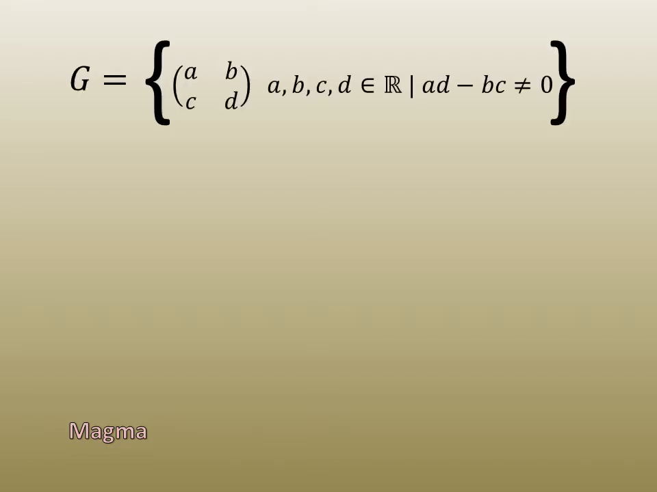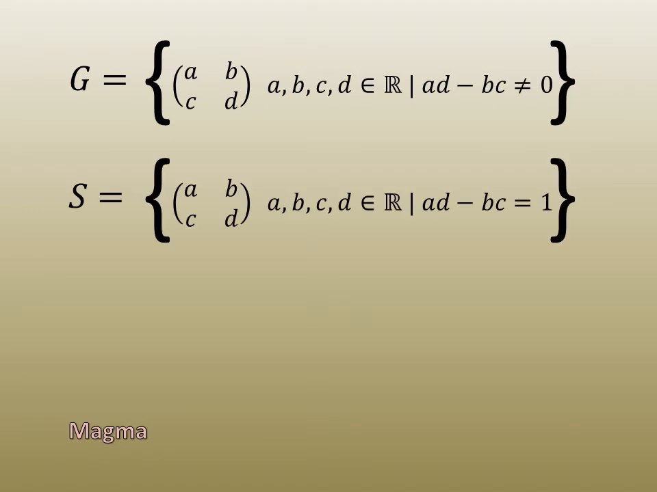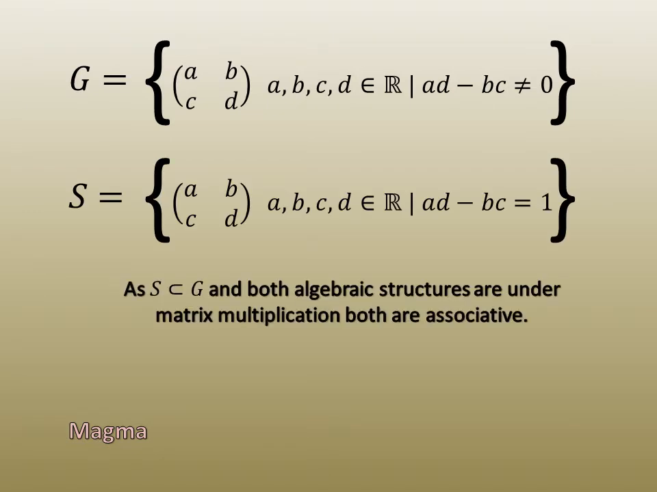Notice how the underlying set in this example is actually a subset of the underlying set used in the previous example. So we don't have to check for associativity. The underlying set also contains the identity matrix, which has a determinant of 1. So we have a monoid.